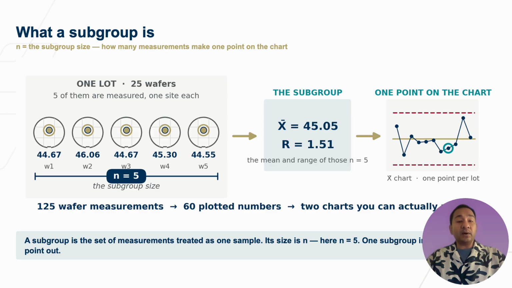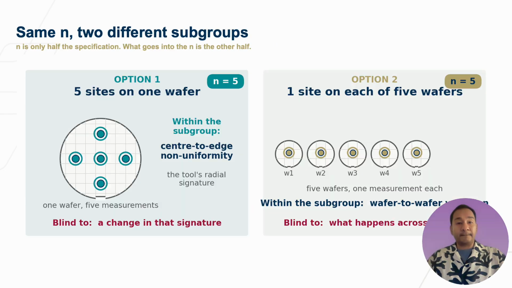So over 30 lots, 125 wafer measurements become 60 plotted numbers. The individual values are never plotted again. They have done their job by contributing to a mean and a range. That compression is not a loss. It is what makes the pattern visible. Nobody can read a table of 125 numbers. Everybody can read two charts.